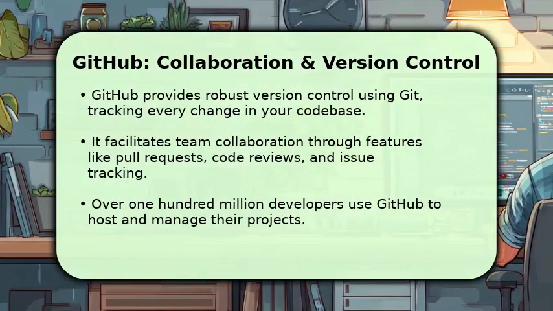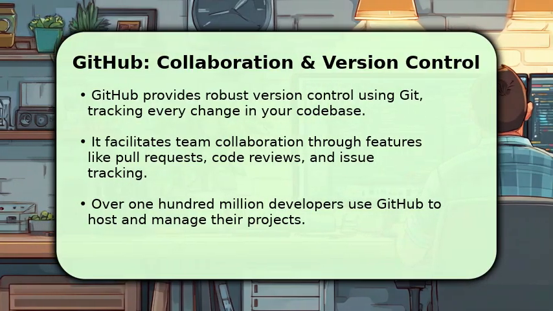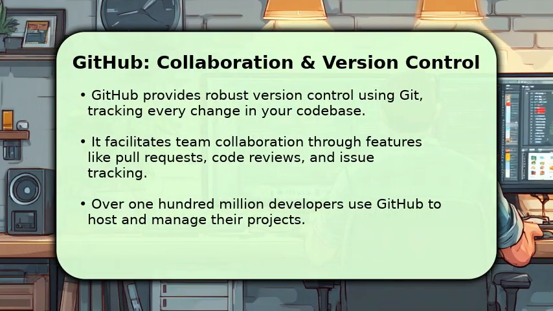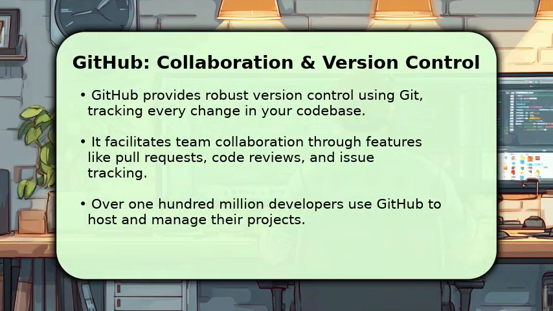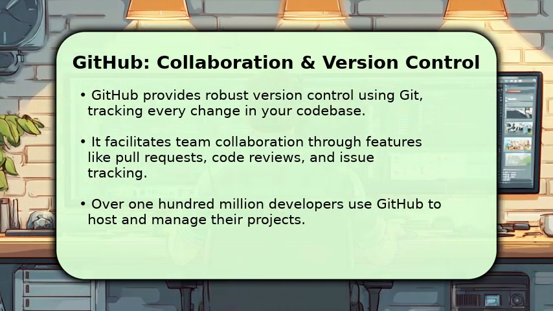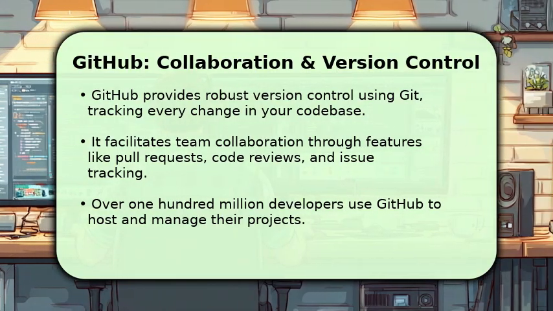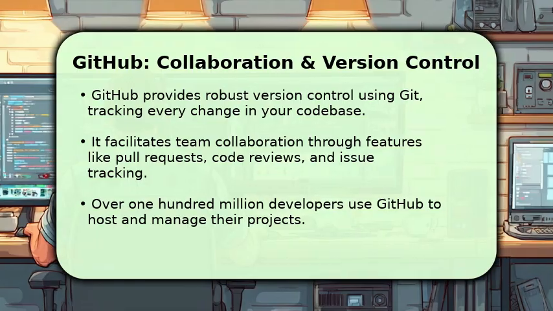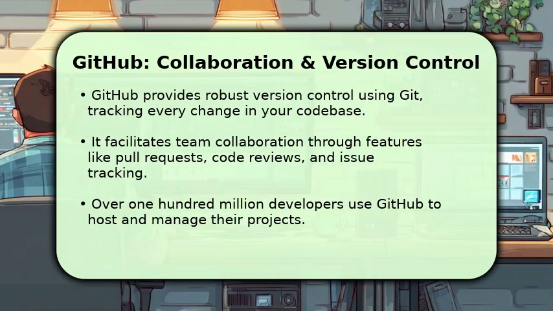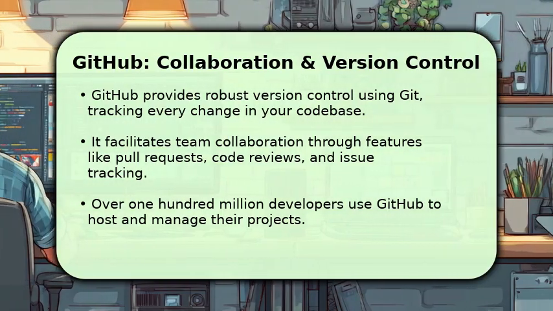GitHub excels as a central hub for collaborative development and version control. It allows teams, often comprising dozens or even hundreds of developers, to manage code changes efficiently using Git. Features like pull requests enable structured code reviews, ensuring quality and consistency. With over 100 million developers, it's a massive community for sharing and contributing to open-source projects, providing a secure and scalable environment for hosting your codebases.